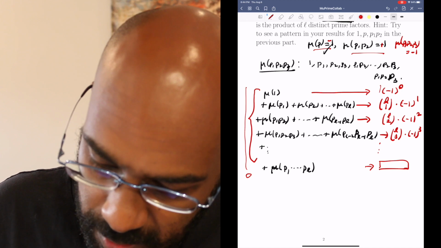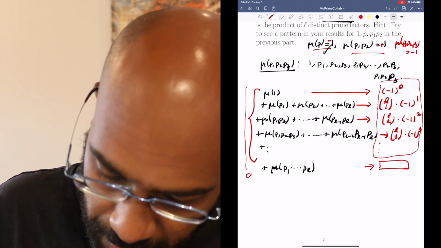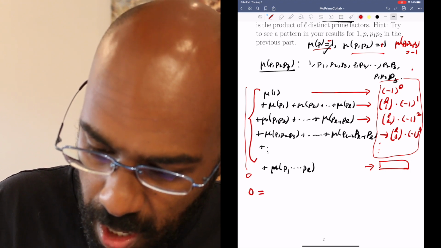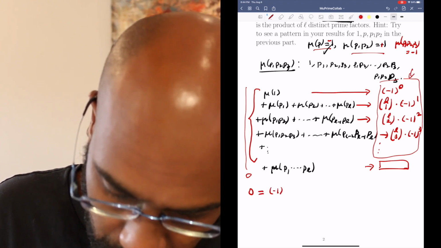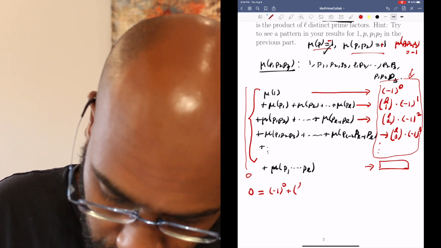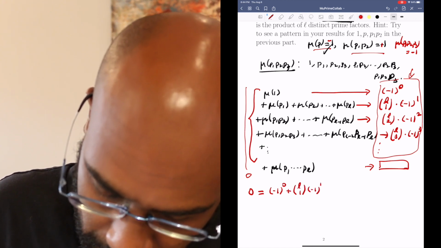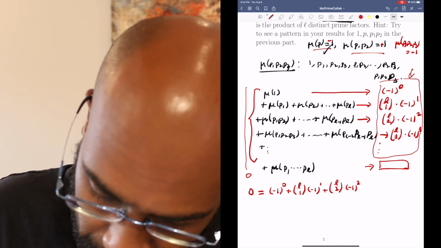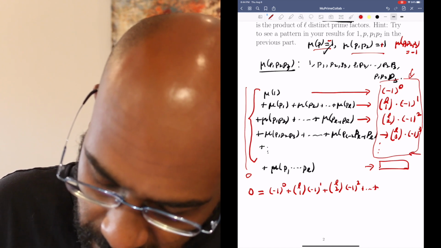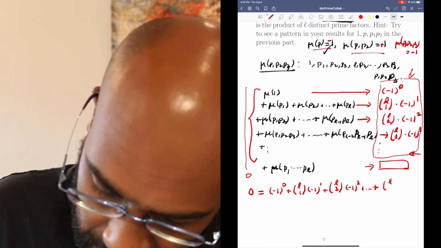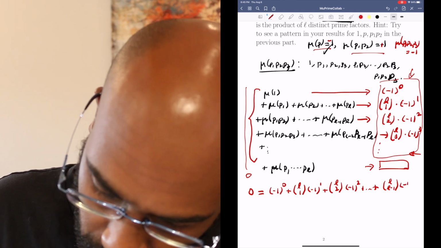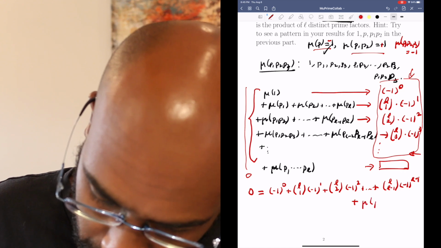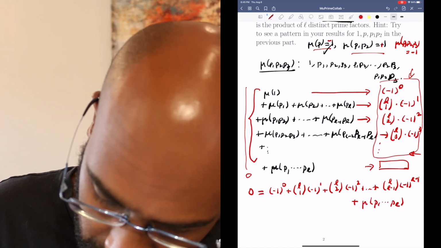So if we clump all of these things together, we get that 0 has to equal the sum in this red box right here, which is -1 to the 0, plus L choose 1 times -1 to the 1, plus L choose 2 times -1 squared, all the way to the penultimate term, L choose L minus 1 times -1 to the L minus 1. And then plus mu of P1 up to PL, which is the thing that we don't know.